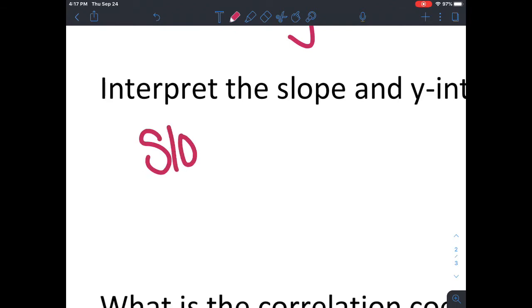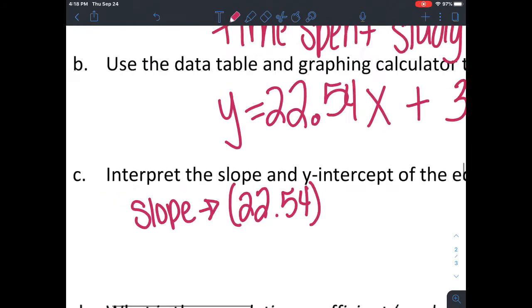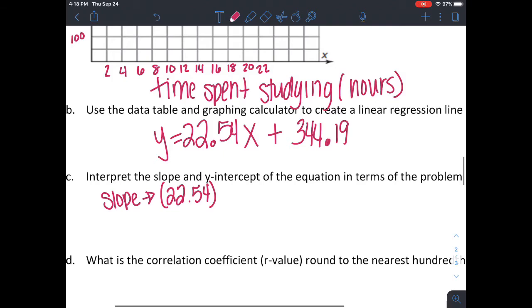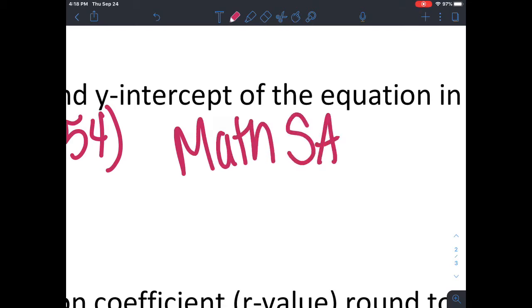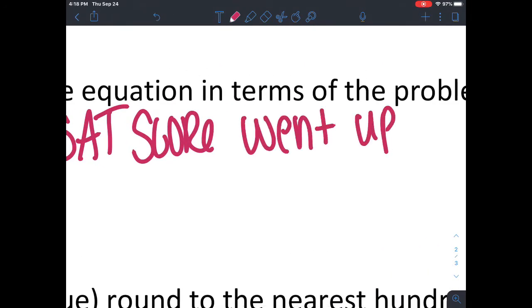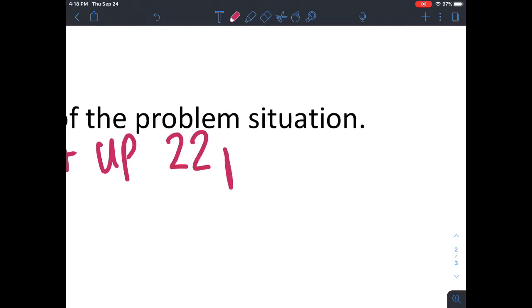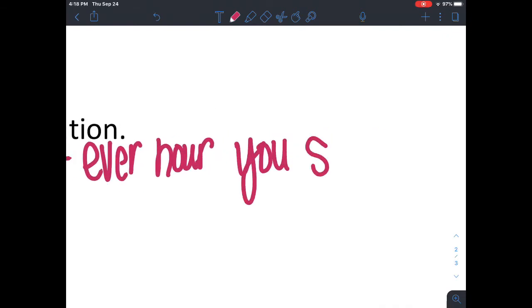Interpret the slope and the y-intercept in the context of the problem. So for our slope, which we said was 22.56, remember we're going to describe our y value first and then the x value. So the y value, math SAT score, went up 22 points every hour you study.